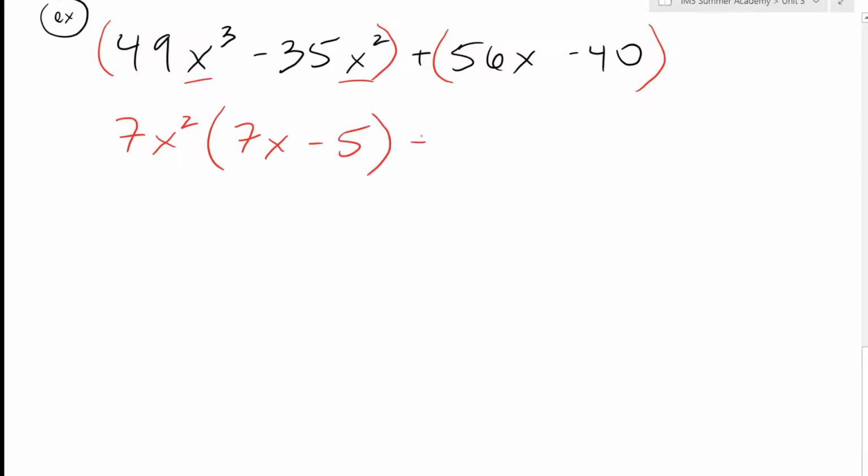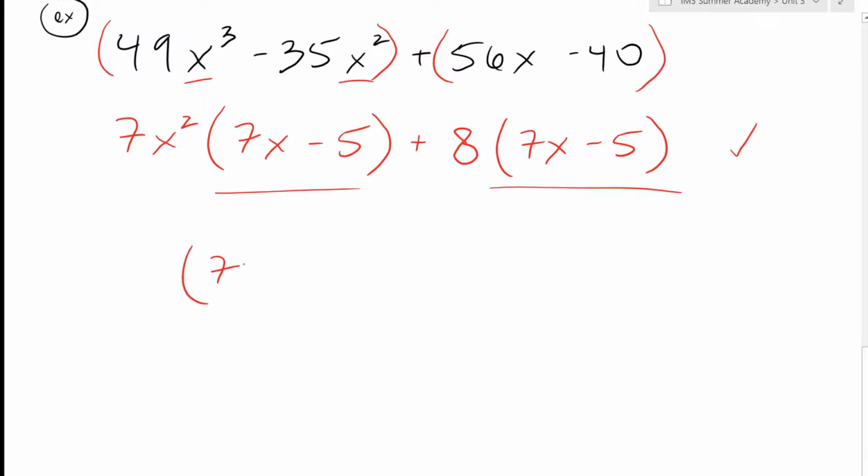plus 56 and 40 both share a 2, both share a 4, both share an 8. 8's the biggest. 56 divided by 8 is a 7x, minus 40 divided by 8 is a 5. If your parentheses match, you've done it right so far.